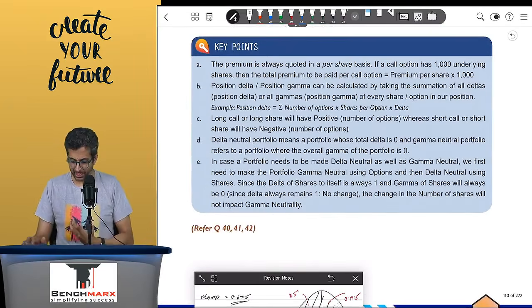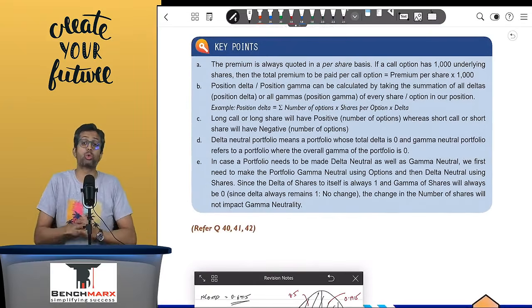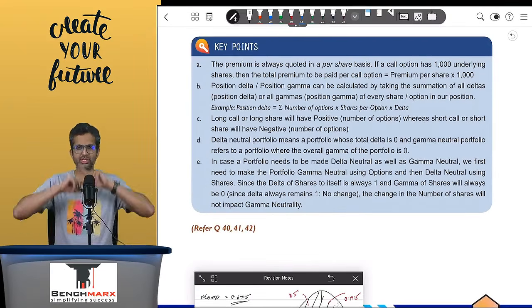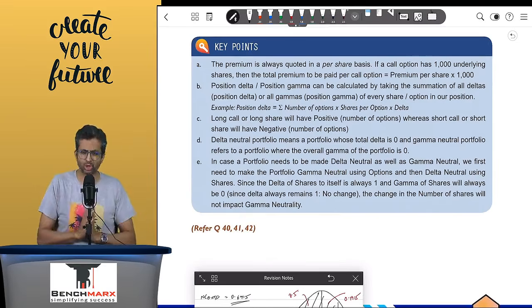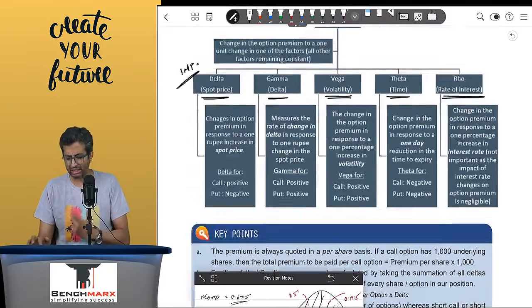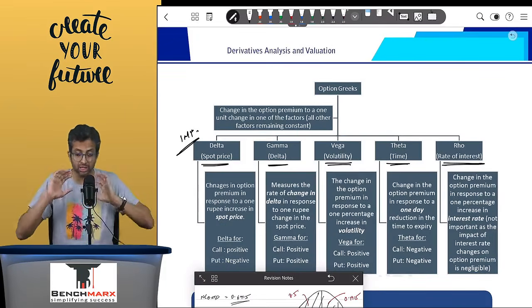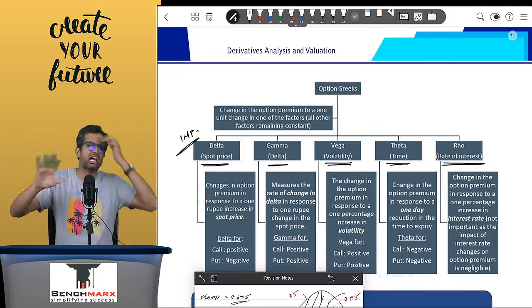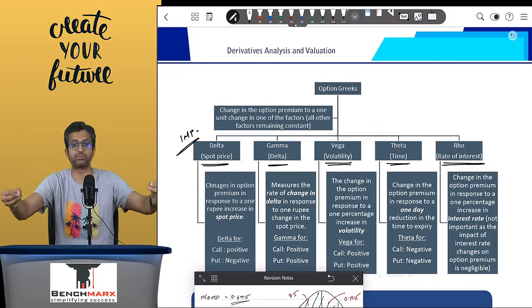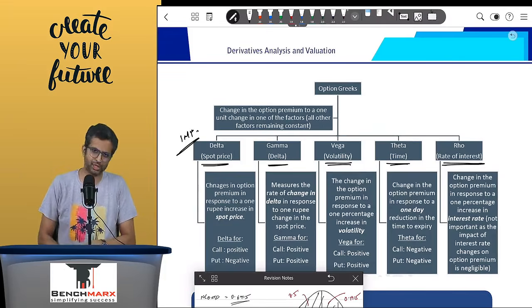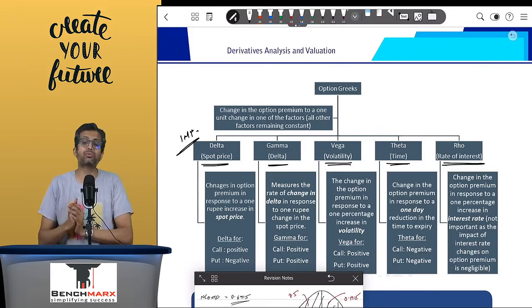But otherwise, you might also be asked to create what is called a delta neutral portfolio, in which case the delta of your overall position should be 0. Gamma neutral portfolio means the gamma should be 0, and so on. But I would not read too much into this because this is not as relevant if you are just revising before your exams. Just having this brief understanding from an MCQ perspective should help you. So that largely takes care of derivatives.